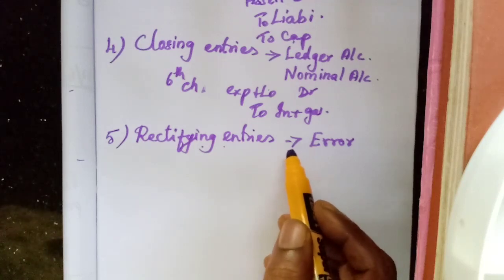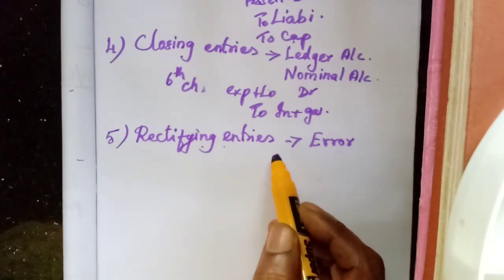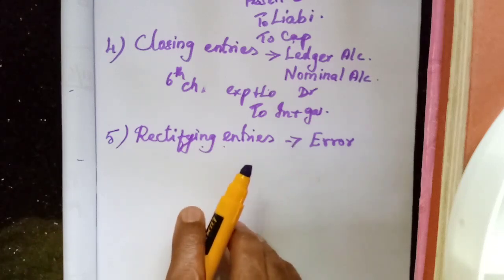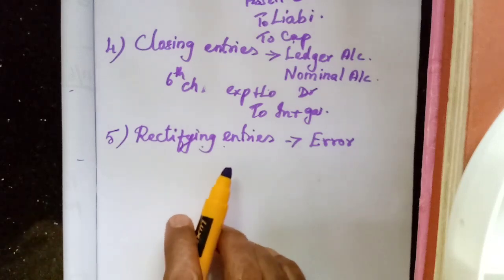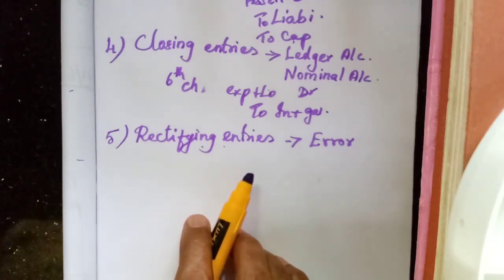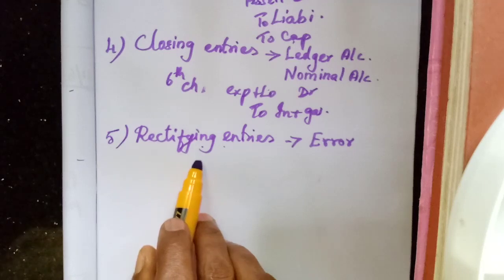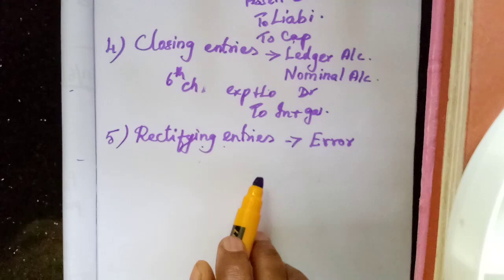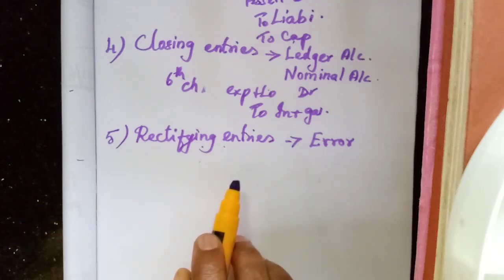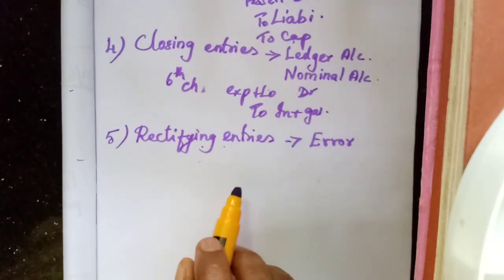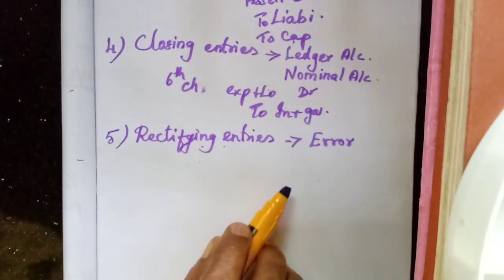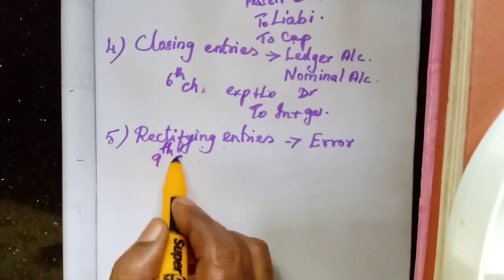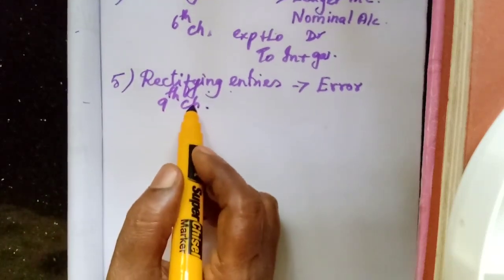Okay, if there is a mistake made in the trial balance or at the time of posting, instead of posting 500 rupees, we have posted 5,000. No problem, but there they will write a rectifying entry. 500 we have written as 5,000, so 4,500 excess we have written. So what should we do? We should reduce that 4,500 from that account. That we will learn in lesson 9. There we will learn rectifying entries.